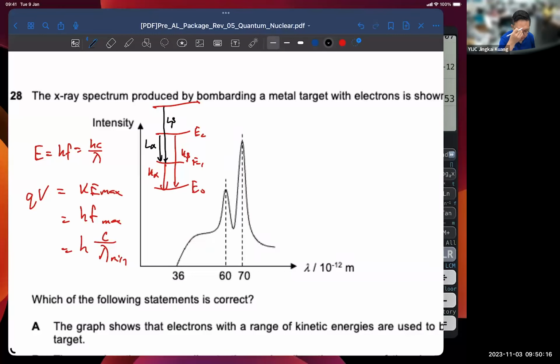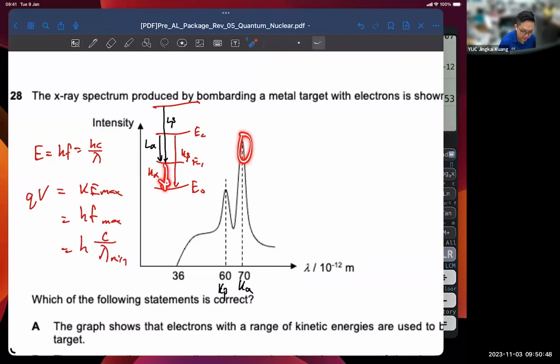Then you can kind of know what kind of matter it is. So if you look at this, the biggest drop here is actually... let's say these two are both K lines. You will see that this is your K alpha, this is your K alpha, and this is your K beta. Remember, higher wavelength means lower frequency, means lower photon energy. So this drop here will correspond to your K alpha.